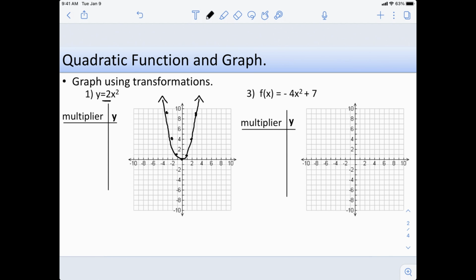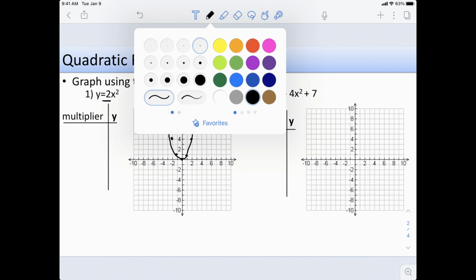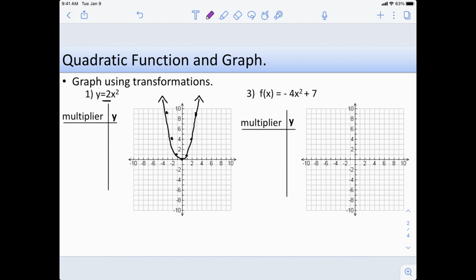So when you have an a in front that is bigger than 1, we know it's going to get thinner. So we're going to take that multiplier, and that's going to change all our y values to be taller or higher. So our multiplier, I'm going to put it for 2. This is not a normal table that we're used to. This is going to show us how to change these points.